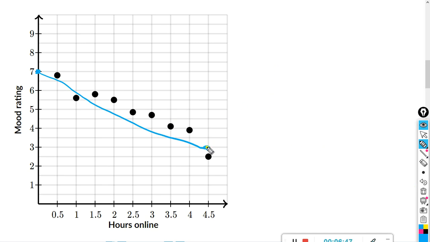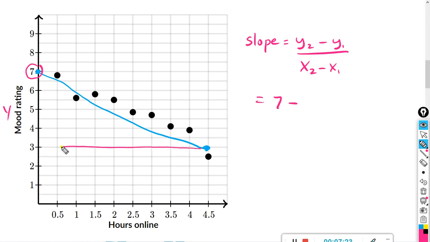Now we just find the slope using those 2 points. Okay. So that's going to be y2 minus y1 over x2 minus x1. All right, let's do the y's first. This is the y-axis right here. Okay, so we're starting at 7 for this point. And the bottom point, if we trace it to the y-axis, that's a 3.